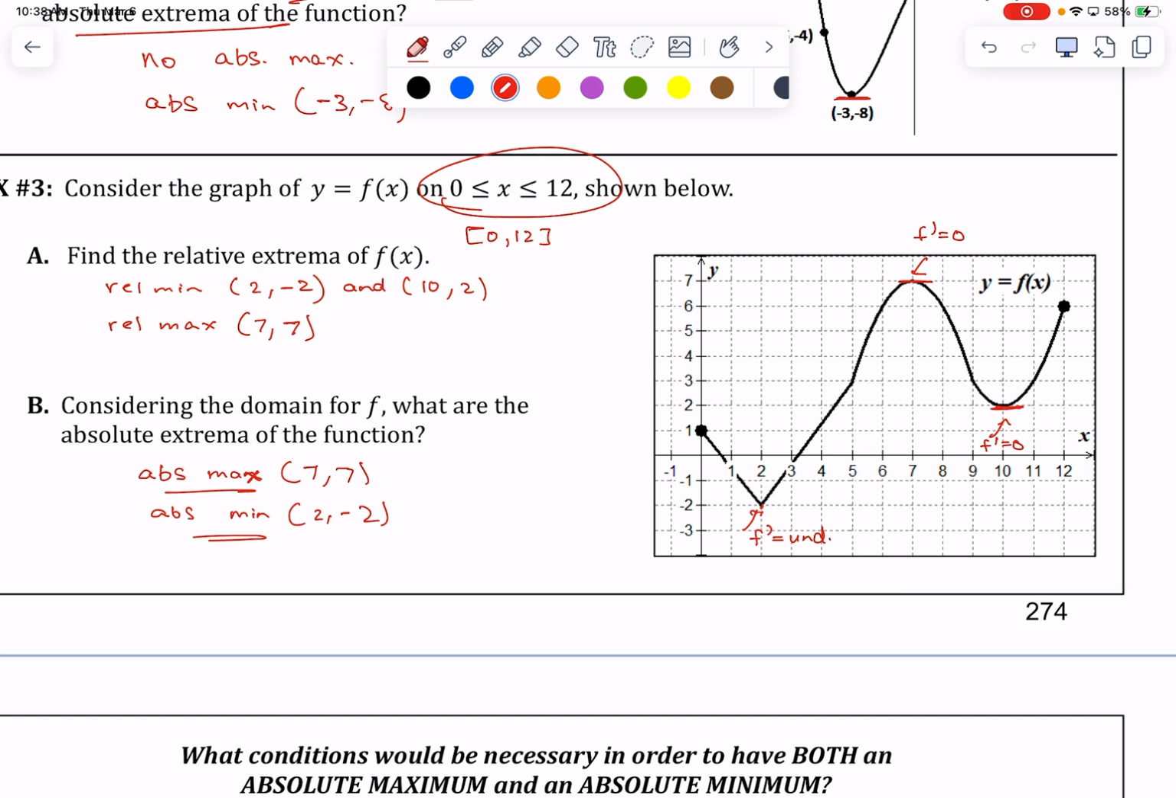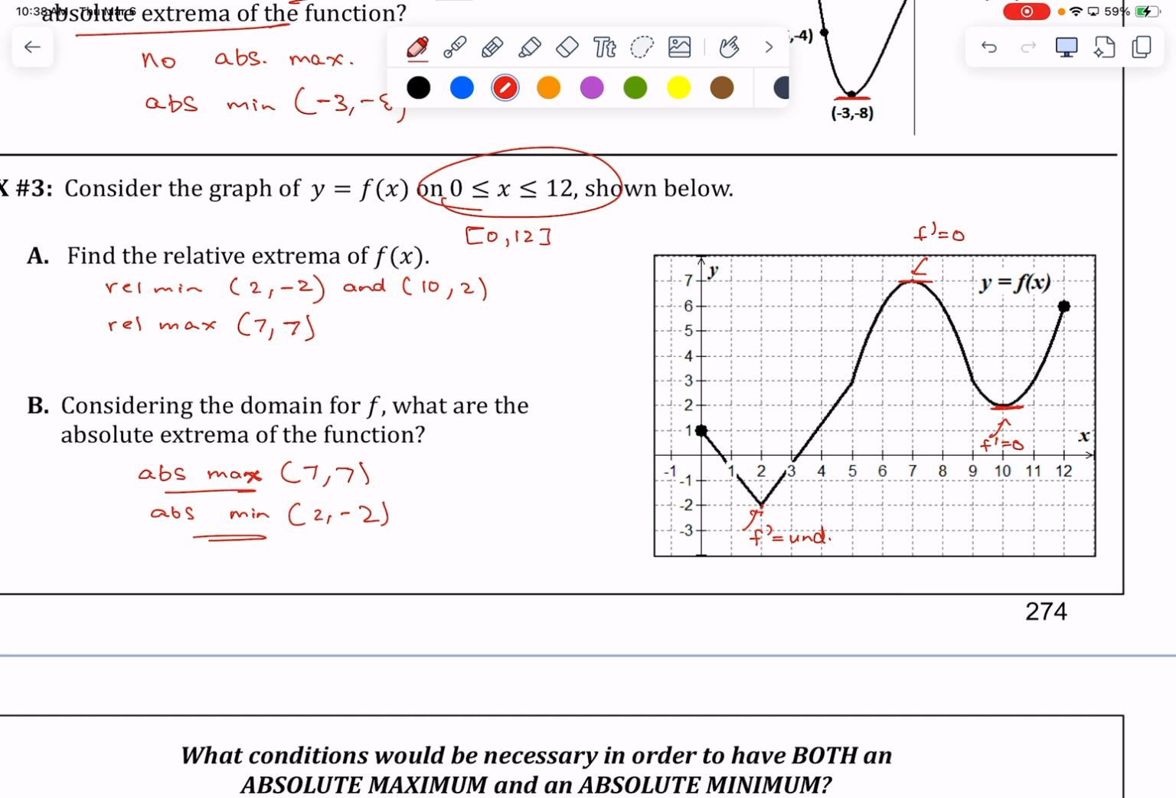Now, here's the deal. Some of you are like, what if it doesn't occur at one of the interior points? Could it have occurred at one of the endpoints? So what could happen is, if this doesn't end up being the lowest point, or this doesn't end up being the highest point, I promise you it'll happen at one of the endpoints. The endpoints will cover it.